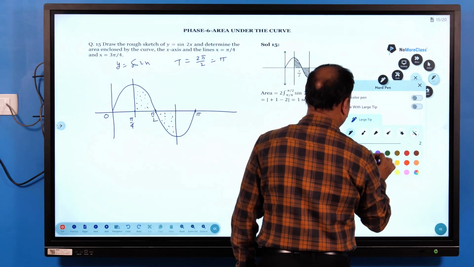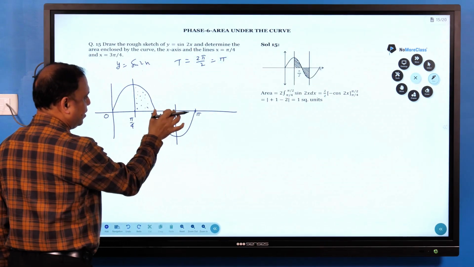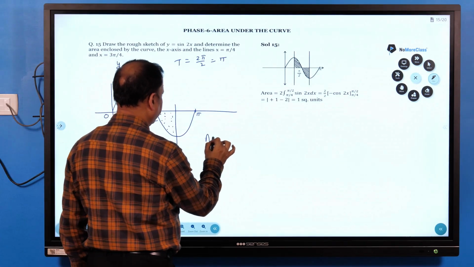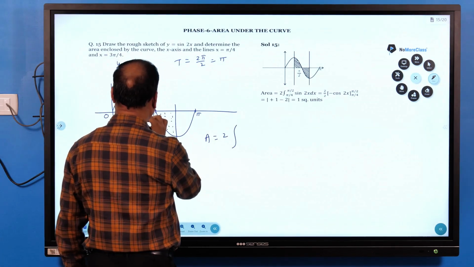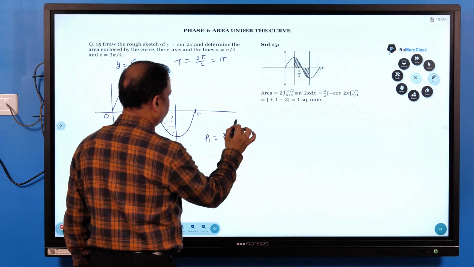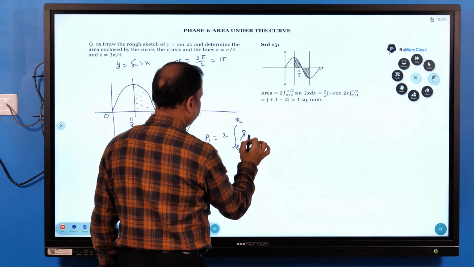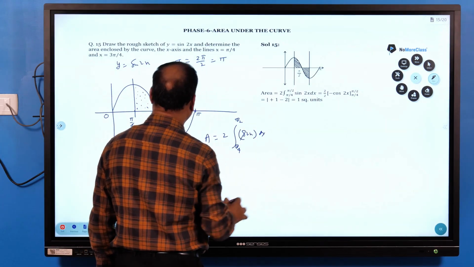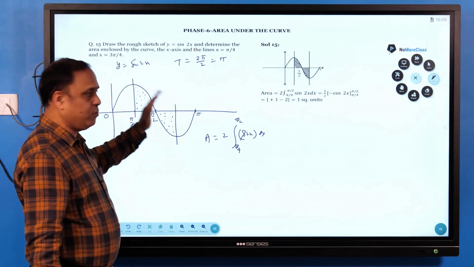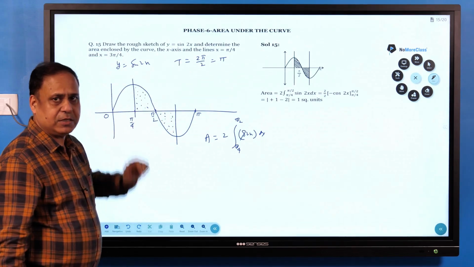So by symmetry, you can say this area will be 2 times of this area, because this is also pi by 4 interval, this is also pi by 4 interval. So area will be 2 times the area enclosed from pi by 4 to pi by 2 of sine 2x dx. Remember, this area is negative. Directly if you integrate from pi by 4 to 3 pi by 4, you will get 0, because this will be positive area, this is negative area, they will cancel out each other.